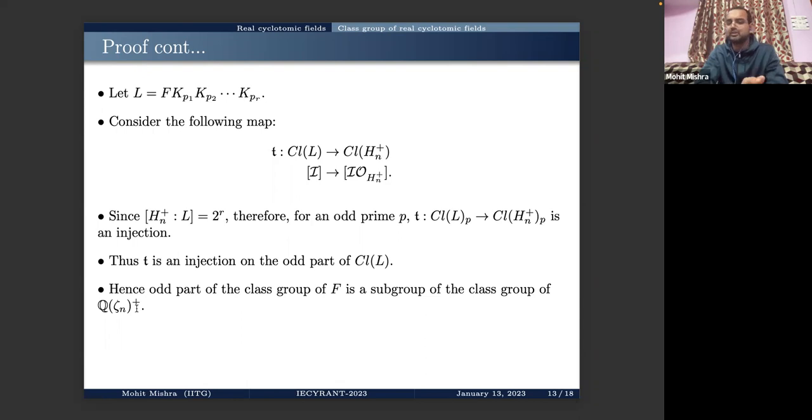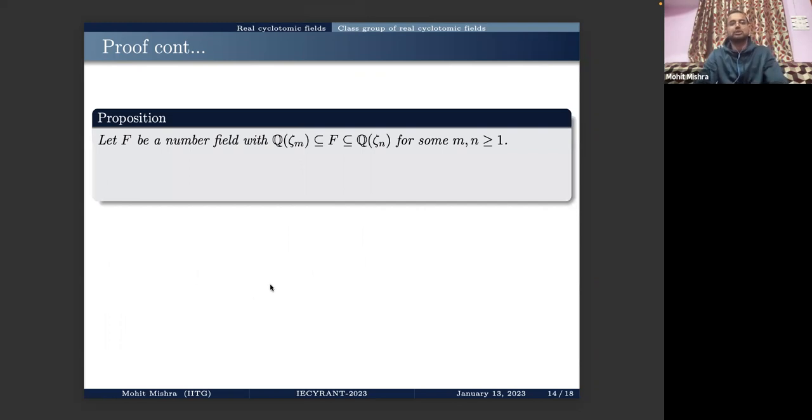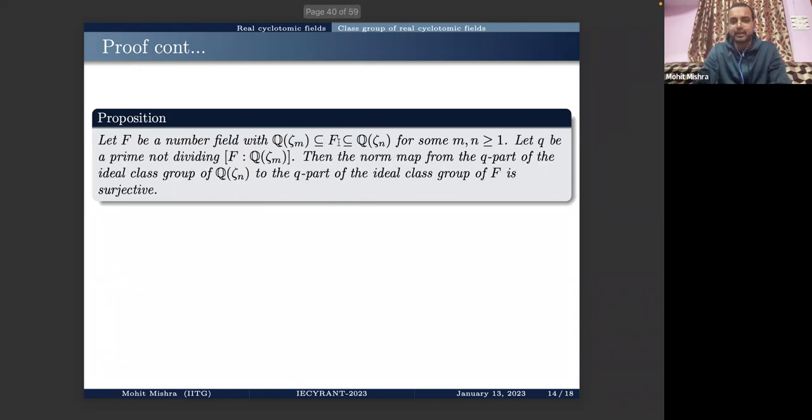Actually, this theorem is a prototype of a much more general result, which we prove later. So the proposition is like this. Suppose we have the following setup. We have some number field F, which is contained in Q(zeta_n) and which contains some cyclotomic field Q(zeta_m). And suppose this degree is not divisible by an odd prime q. Then the result says that the q part of the class group of F is a subgroup of the class group of this Q(zeta_n)^+, or in terms of the norm map, the norm map from the q part of the ideal class group of Q(zeta_n) is surjective to the q part of the ideal class group of F.